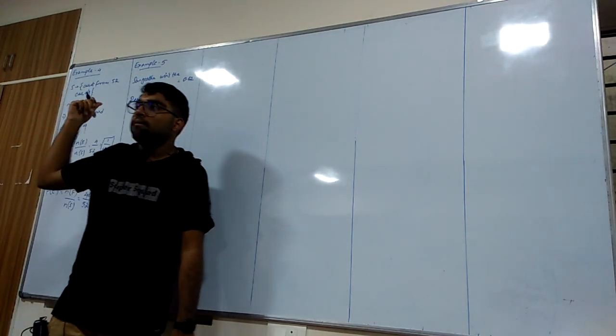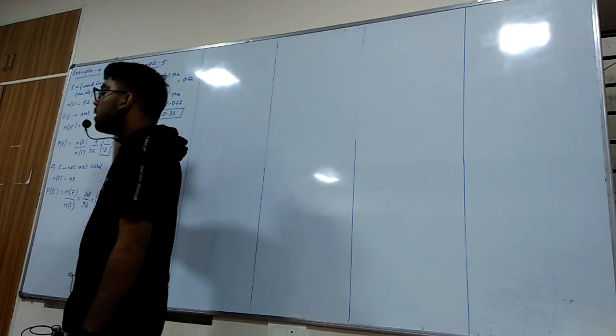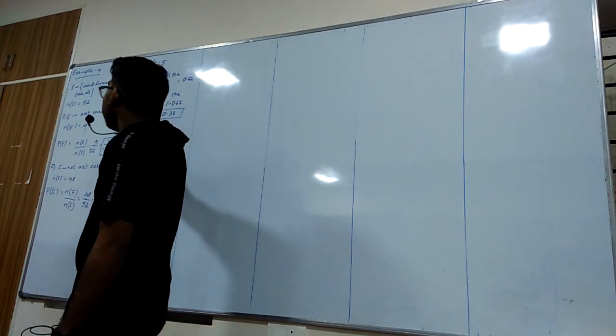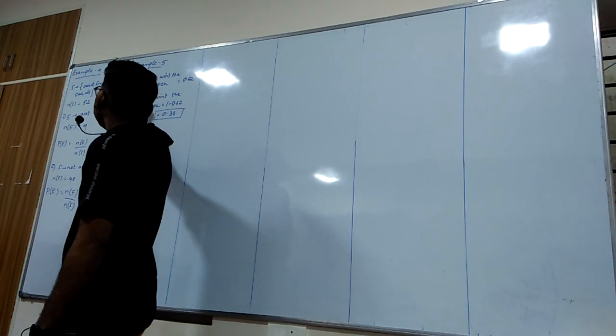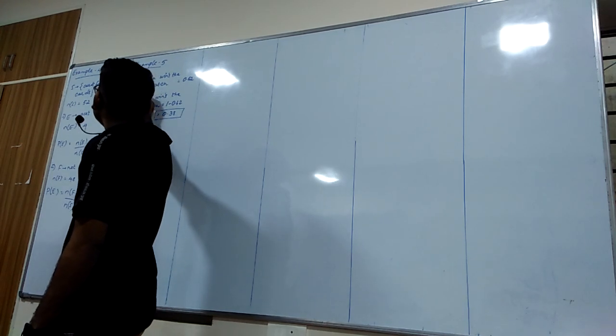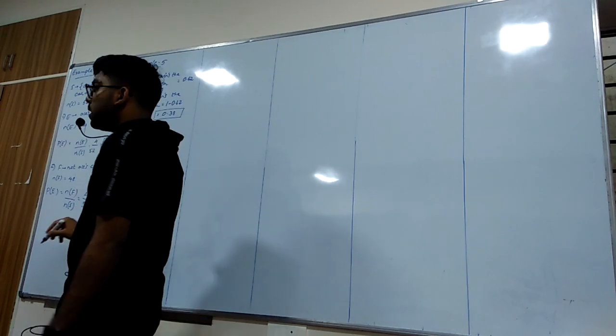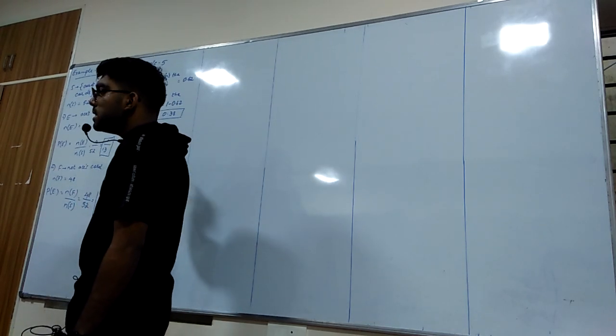So you have written the statements completely right. Probability that Sangeeta wins the match is this, and probability that Reshma wins the match is this.